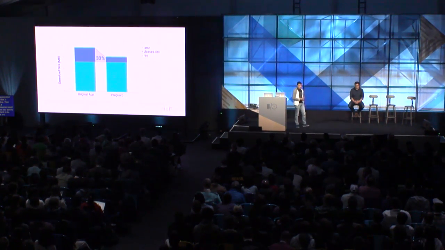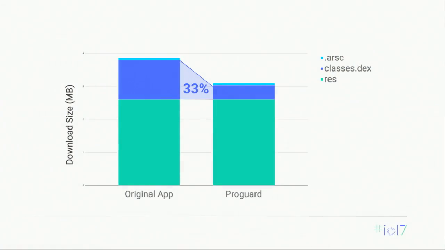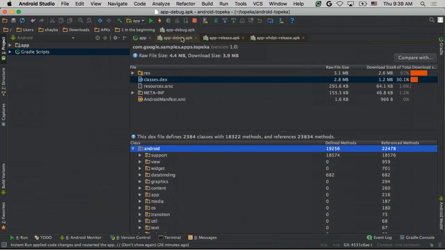Here's what happens when we run ProGuard on Topeka. You'll see that most of the code is now completely gone. So for instance, if I look at the support library here, I see that it's considerably smaller than it was before.